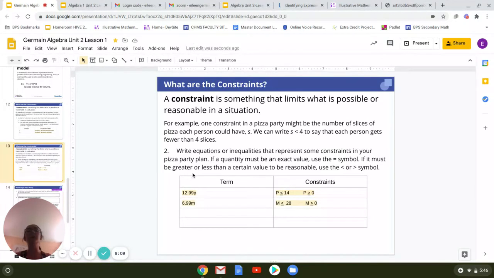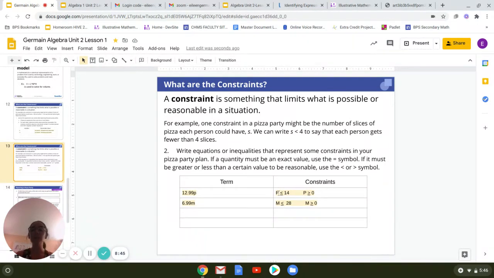Then we're talking about constraints again, and this time you're going to be writing statements, inequalities or expressions for these constraints. A term is a segment of the equation that you wrote above. One of the terms or pieces of it was this 1299p. We can write the constraints as inequalities. That's how we're mostly going to be writing constraints, as inequalities.